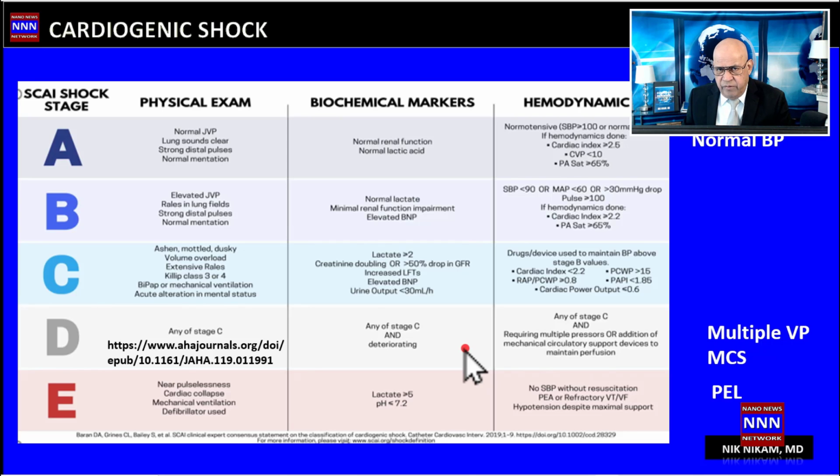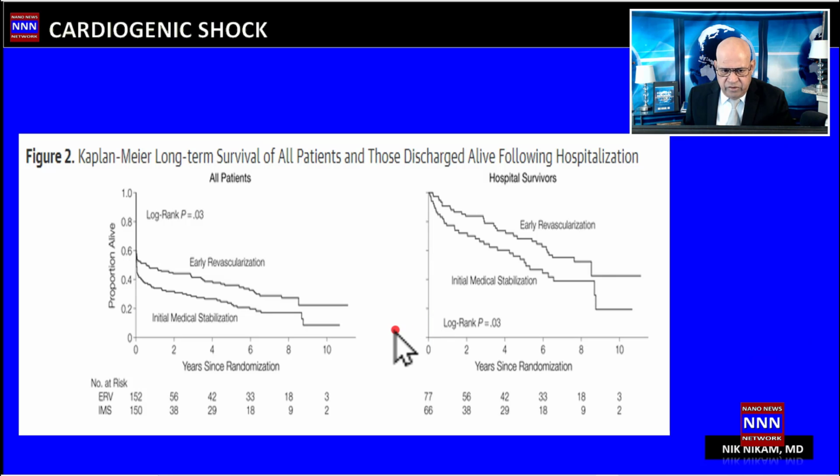You start on vasopressors. These patients are on a ventilator. You're trying to support their oxygenation level. You're trying to maintain their blood pressure. You're trying to maintain their renal perfusion, which is an important aspect to keep in mind, because these patients can go into acute renal failure, which is going to complicate the whole scenario.